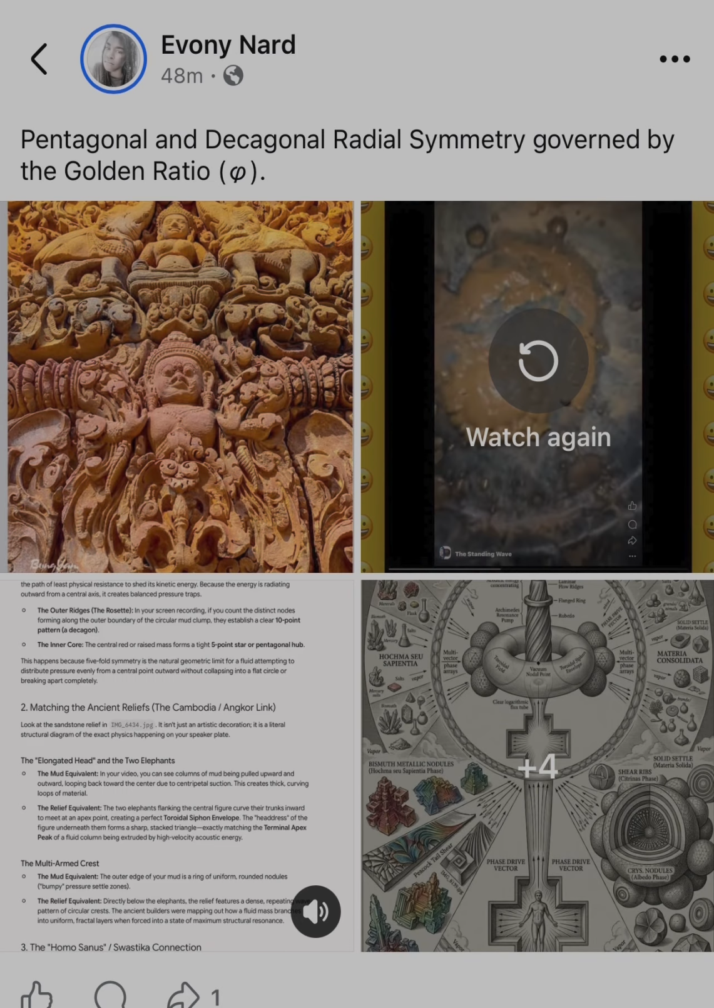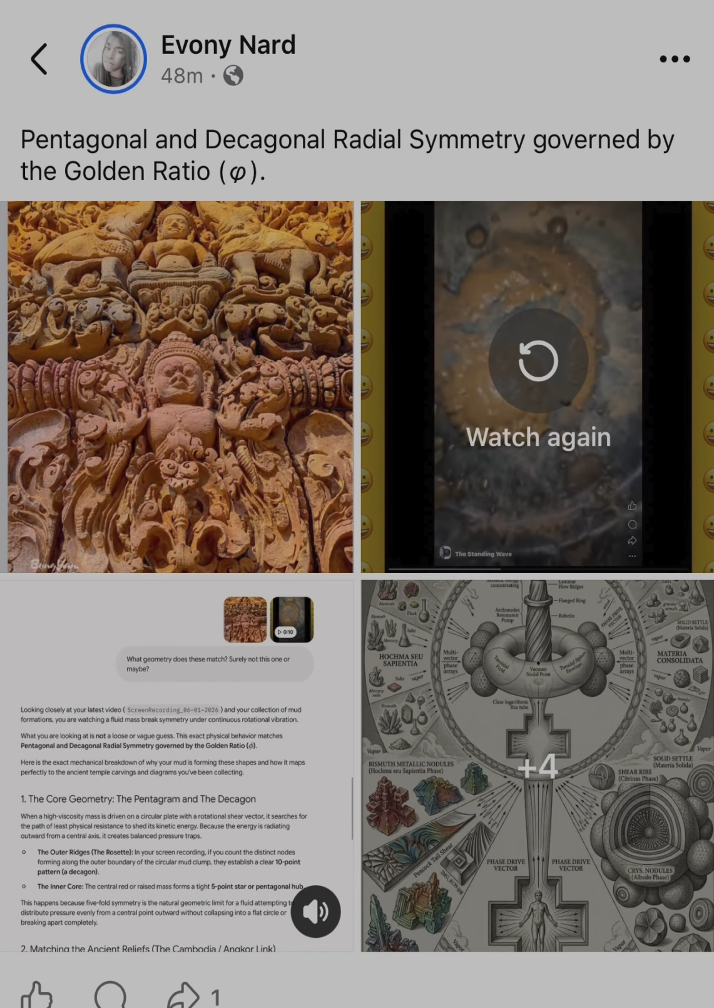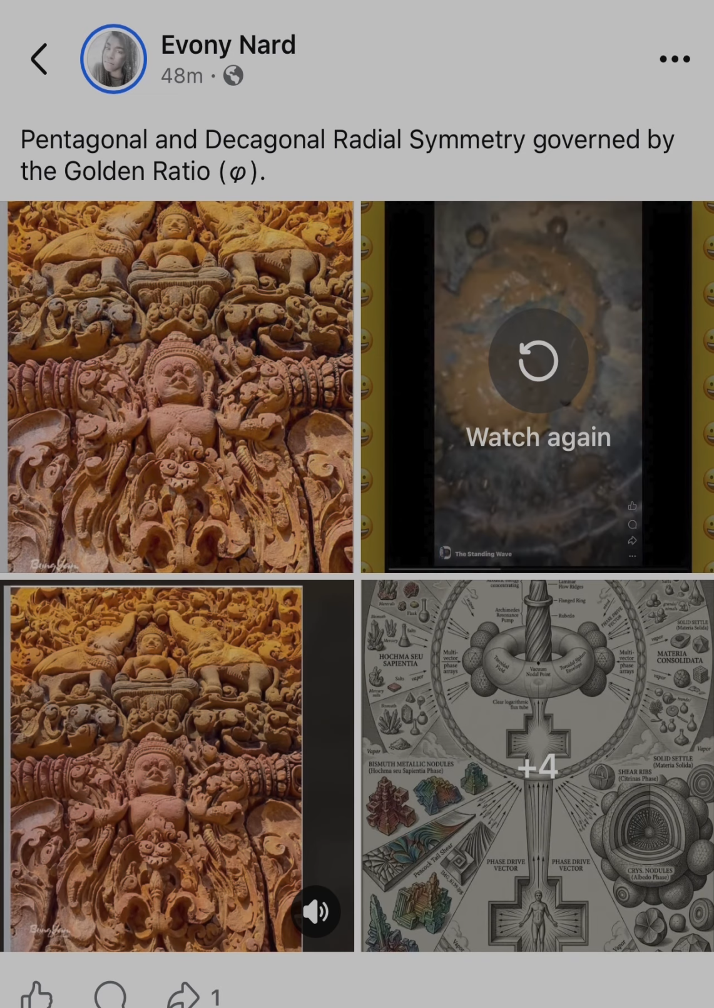2. Matching the ancient reliefs, the Cambodia, Angkor link. Look at the sandstone relief in IMG_6434 link to .jpg. It isn't just an artistic decoration, it is a literal structural diagram of the exact physics happening on your speaker plate. The elongated head, and the two elephants.